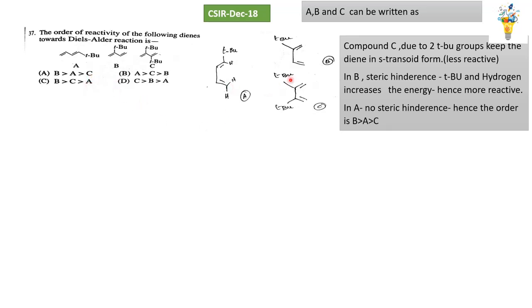Okay. Then about the compound B, on the second carbon, it has some steric hindrance, tertiary butyl and hydrogen atom. So the energy of this molecule is more. So it is more reactive. So energy increases, reactivity increases. Energy increases, less stable, more reactive. So B is more reactive. So B, then A, and C is the least reactive. Clear? Okay. So the answer is A.